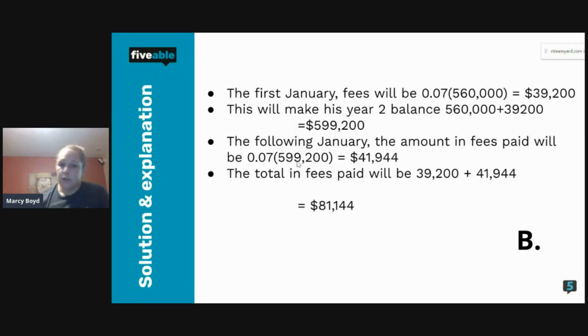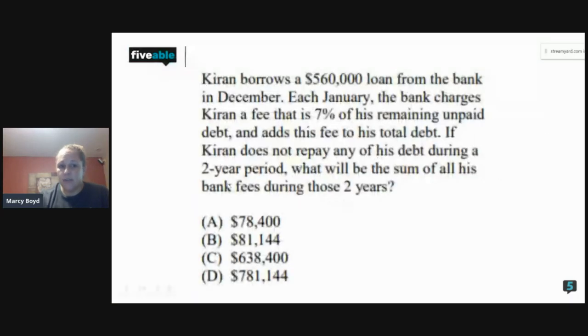Okay, so if you got A, I would say that was the closest mistake, and to understand why that was a mistake, B is the correct answer. Hopefully, as you're getting better and into that test-taking mode, looking and reading the fact that it says, what are the sum of his fees? Not going to be more than what he owes. Okay, they just want the fees, not his ending balance.